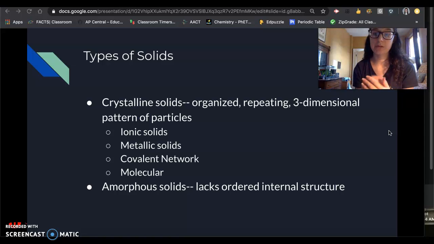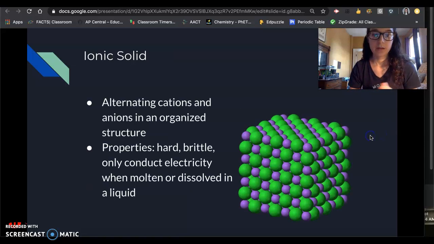Crystalline solids can be broken down into 4 other subgroups, which are ionic solids, metallic solids, covalent network solids, and molecular crystal solids. So first we'll talk about ionic solids. Ionic solids are pretty much any ionic compound, which is made up of cations and anions. So remember, cations are atoms that have lost electrons, so they're positive, and anions have gained electrons, so they're negative.